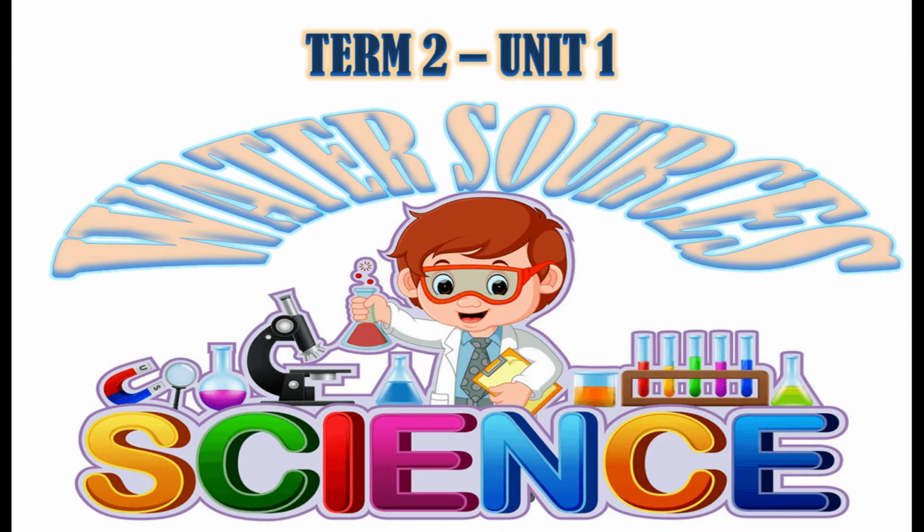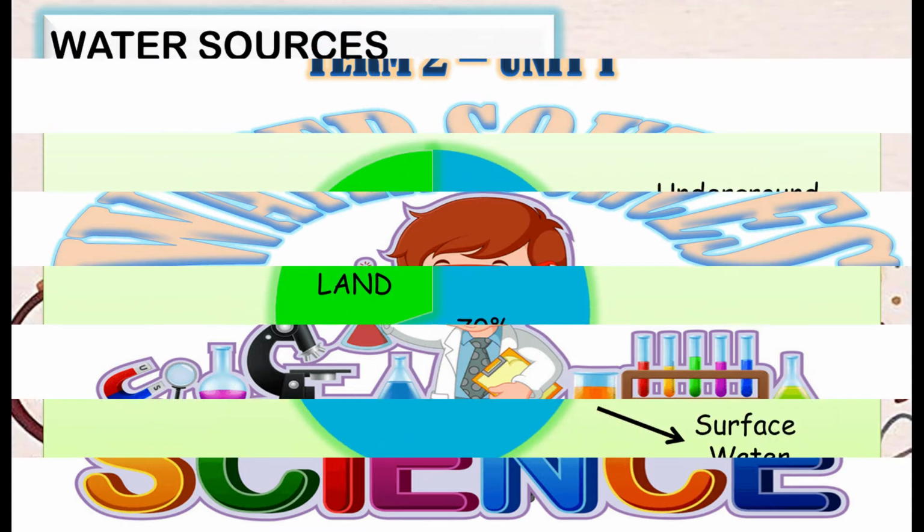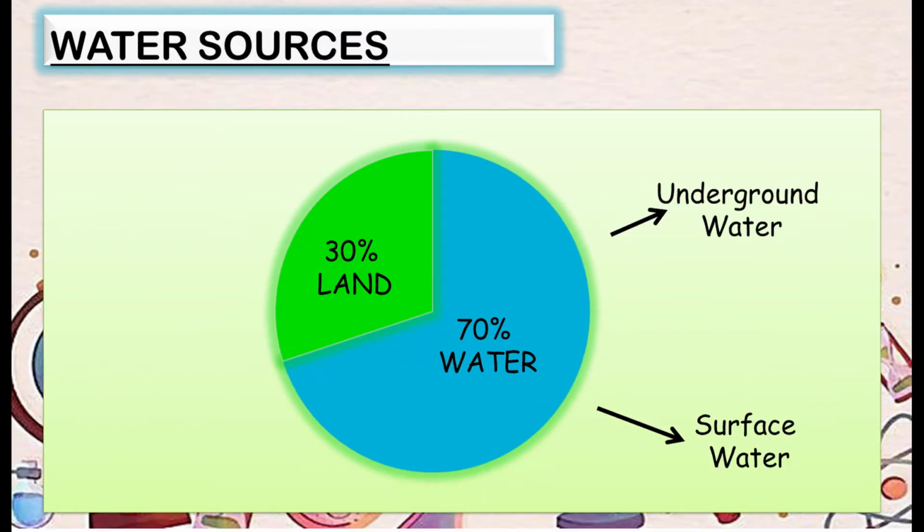For today's lesson, we will be studying about water sources. Water covers 70% of the Earth's surface. About 97.5% of the water on Earth is found in the seas and oceans. They are bodies of salt water. 2.5% of the water on Earth is fresh water.